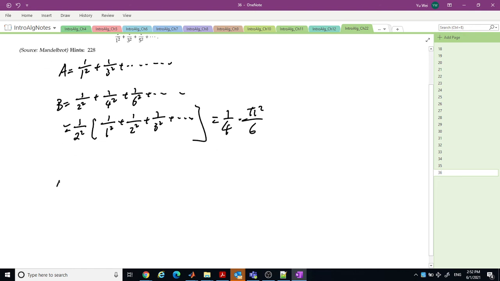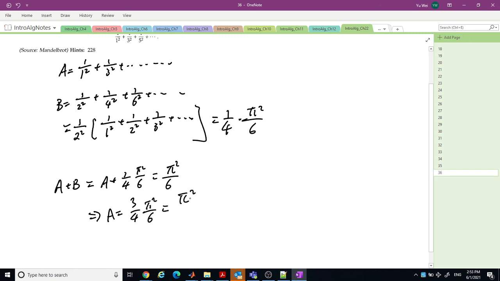Okay, and we also know a plus b is equal to a plus 1/4 of pi squared over 6, which is also equal to pi squared over 6. So now we have a equal to 3/4 of pi squared over 6. So this one makes a equal to pi squared over 8.